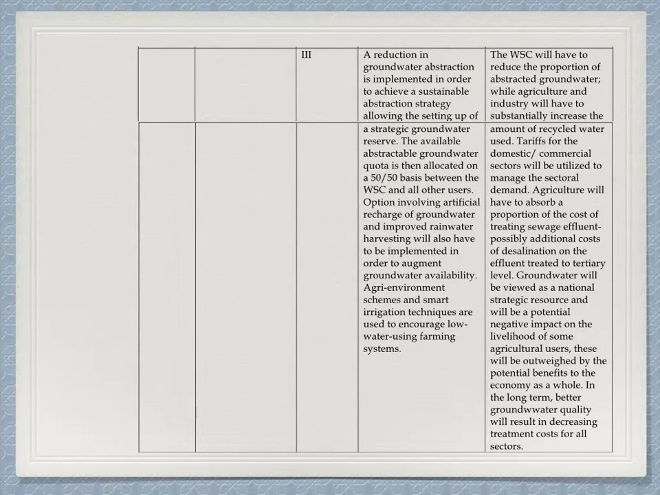The third, preferred strategy is a reduction in groundwater abstraction to achieve a sustainable abstraction or balance between groundwater withdrawals and groundwater infiltration rates. The available quota of groundwater would be allocated with 50% going to domestic use and 50% going to all other uses. This would include agriculture and industry. Options involving artificial recharge of groundwater from both captured rainfall as well as treated wastewater or treated water would also be investigated.